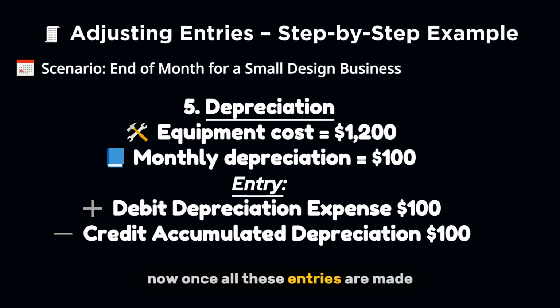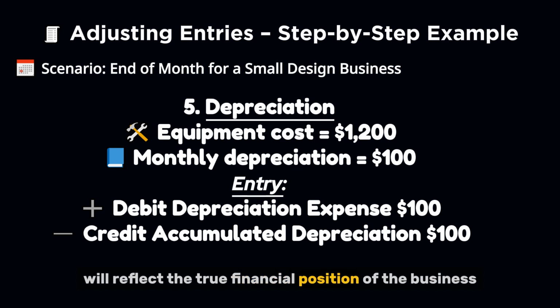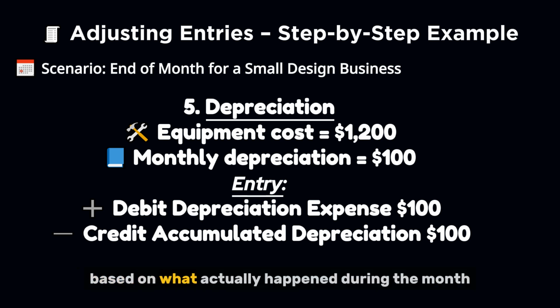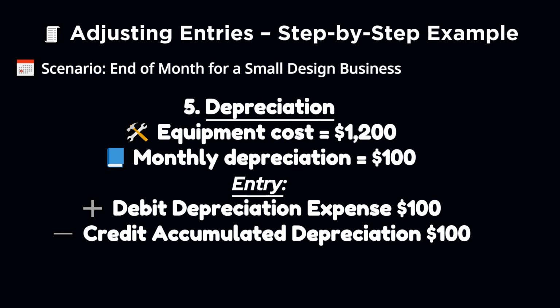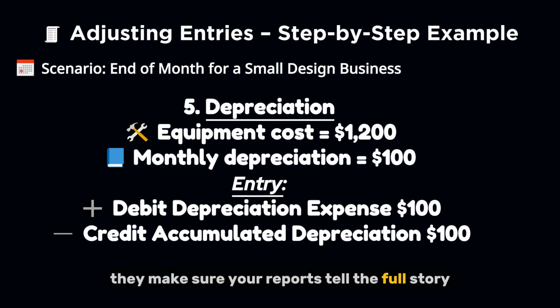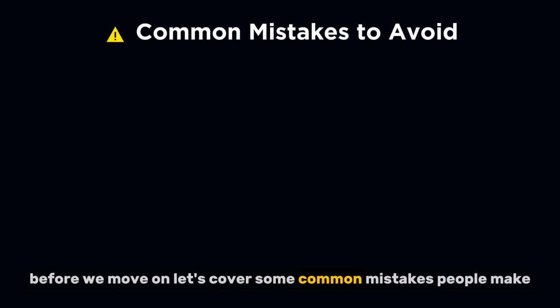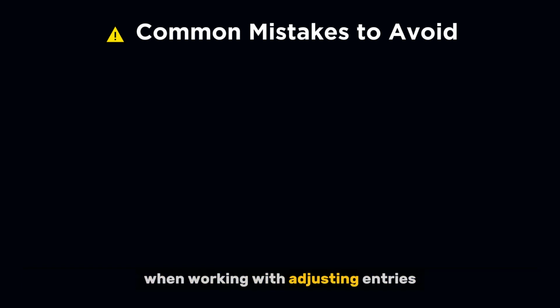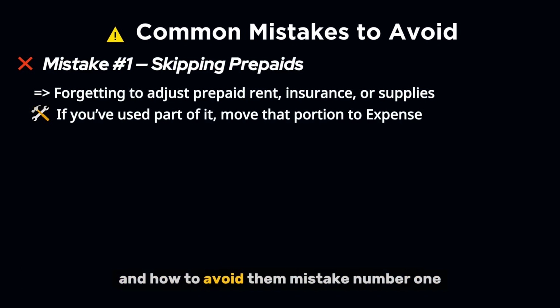Now, once all these entries are made, your income statement and balance sheet will reflect the true financial position of the business based on what actually happened during the month. This is the power of adjusting entries. They make sure your reports tell the full story. Before we move on, let's cover some common mistakes people make when working with adjusting entries and how to avoid them.